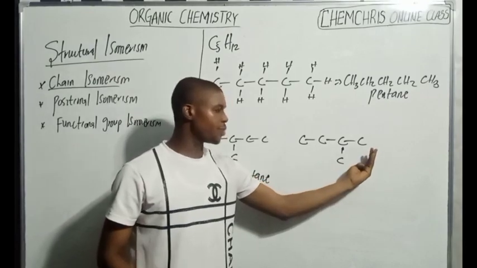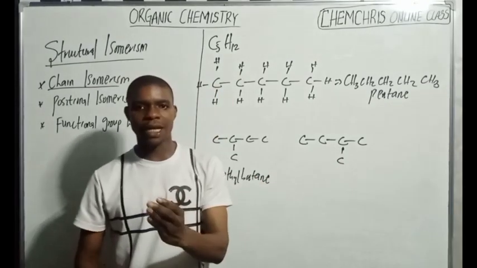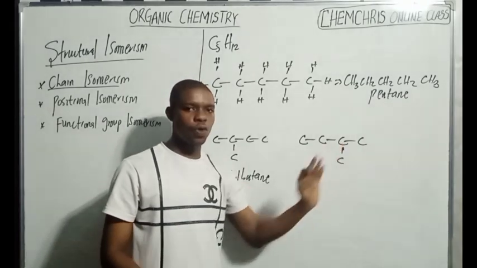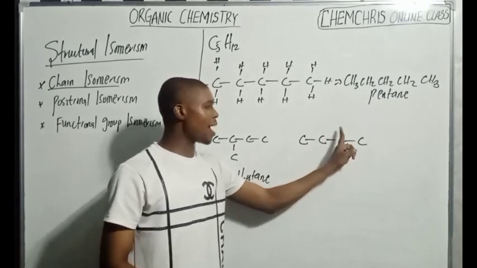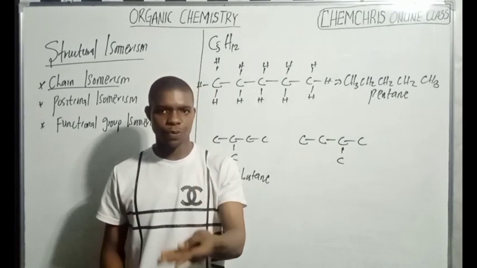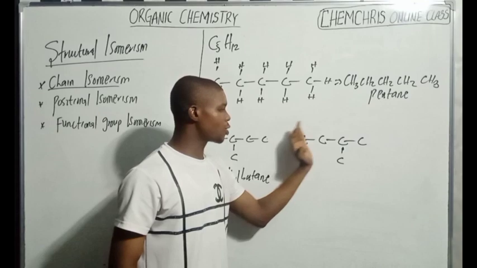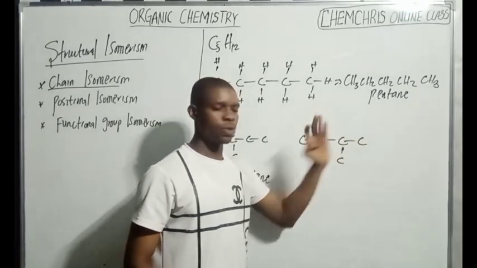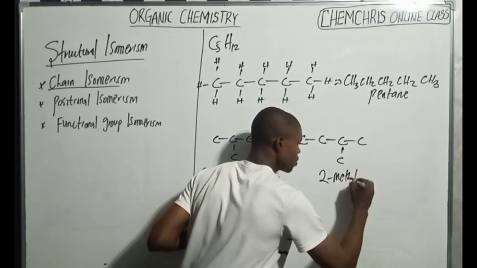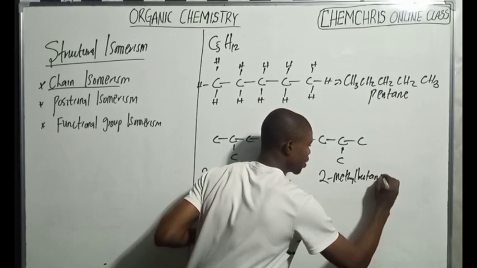Now, this one here is going to be 2-methyl butane, because the rule in the nomenclature states that you number in such a way that the carbon atoms have the lowest possible numbers. That is, the carbon atom that carries the substituent must have the lowest possible number. So you are not going to start from 1, 2, 3, but you are going to start 1, 2. So it's going to be 2-methyl butane, right? If you check it very well.